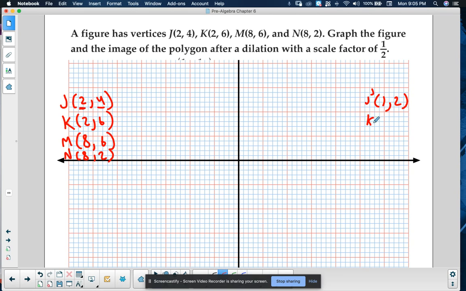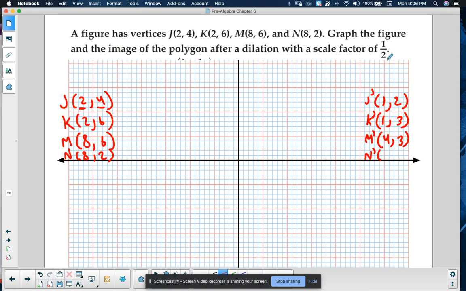If we look at K prime, then we have 2 times 1/2, and then 6 times 1/2, and that's going to be (1, 3). Then we have M prime, which is going to be 8 times 1/2, and then 6 times 1/2. That will be (4, 3). And then point N prime after the dilation.